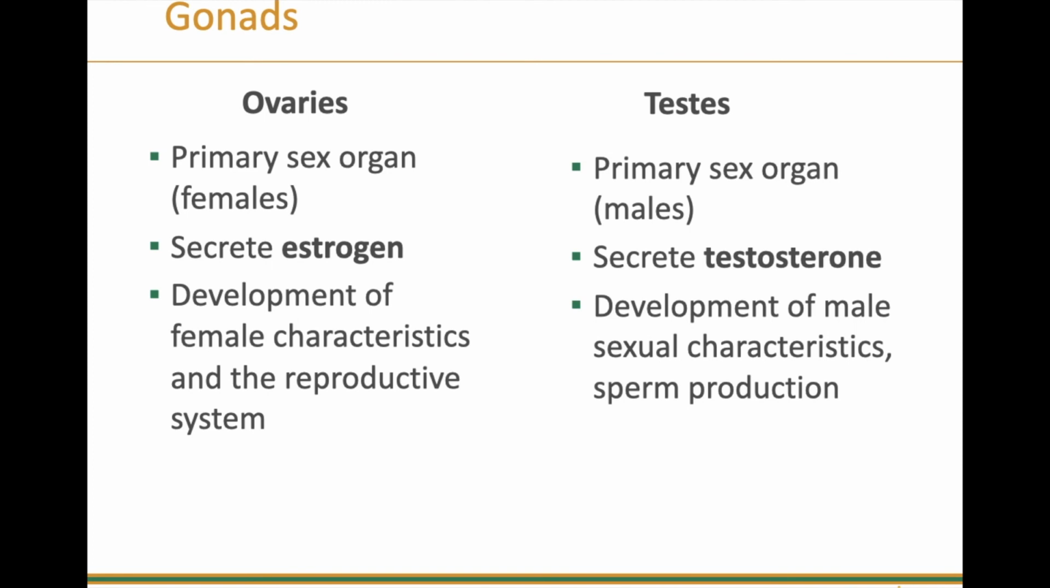Alright, now we go to the gonads. So the ovaries in females release estrogen, and its effects are the development of female characteristics and the reproductive system. And then in males, the testes release testosterone. Its effects are the development of male sexual characteristics and sperm production.